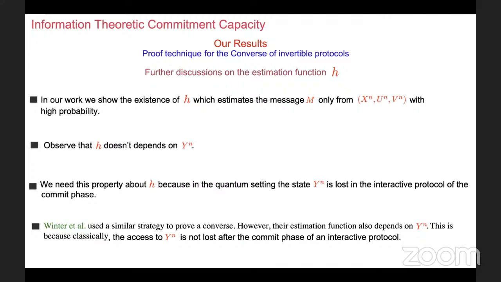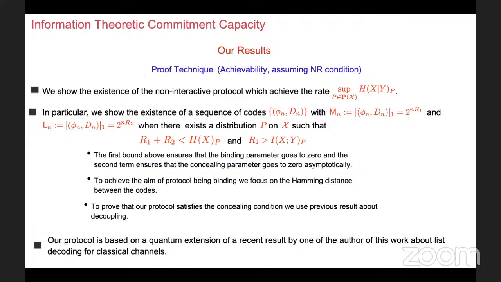So to take care of this, we had to invent this H, which estimates the message M from xn, un, and vn independent of the output quantum state from the CQ channel. And to prove our achievability result, we show the existence of a code. So 2 raised to n R1 represents the number of messages, and for every message we have a code of size 2 raised to n R2.